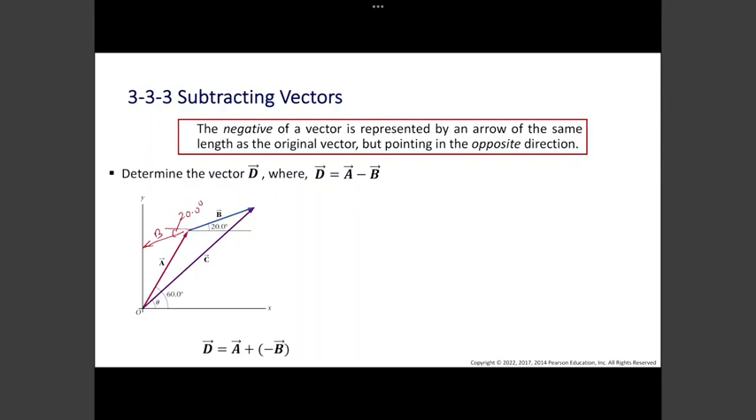So therefore, to subtract vector B from vector A, we simply have to reverse the direction of B and then add it to A. This is indicated in figure B. When we reverse the vector B, we get vector B in this direction. Now what is the vector D? It is vector A plus the negative of vector B.